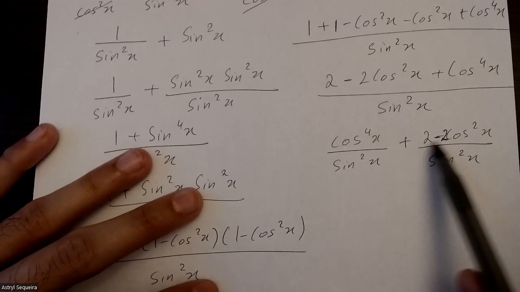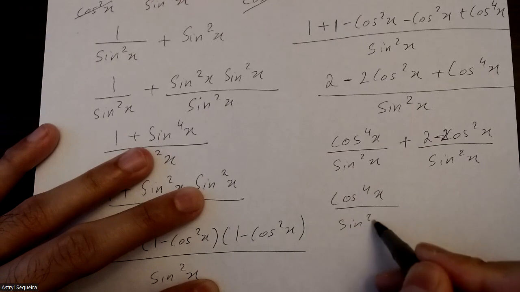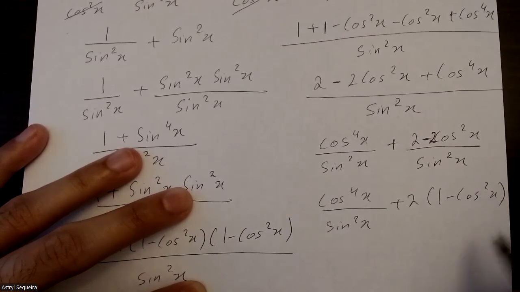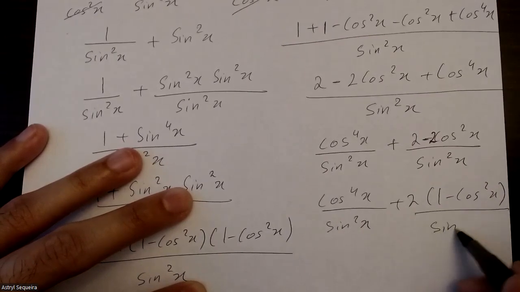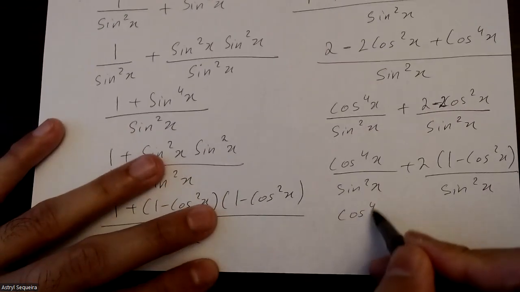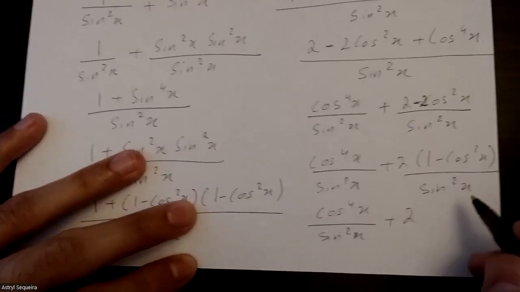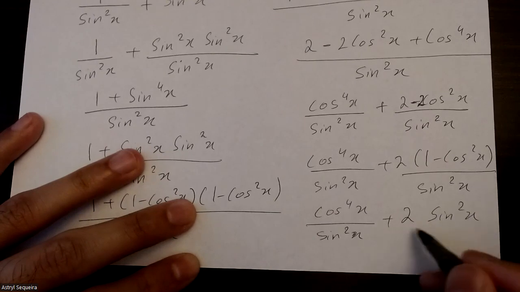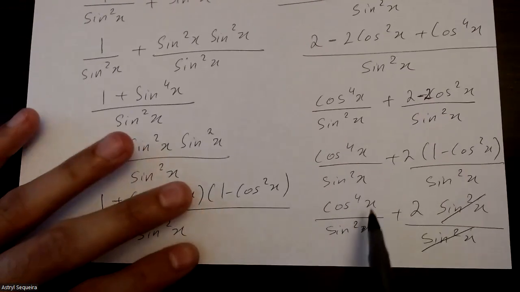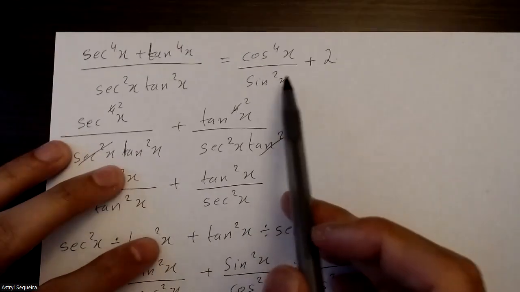So the next thing you want to do is you want to common factor out a 2 from the top over here. So this stays the same. 1 minus cos square x over sine square x. And we know 1 minus cos square x is just sine square x. So I have plus 2 sine square x over sine square x. And now I can just cancel the sine square x, and this is my final solution, which is basically the exact same as the other side.